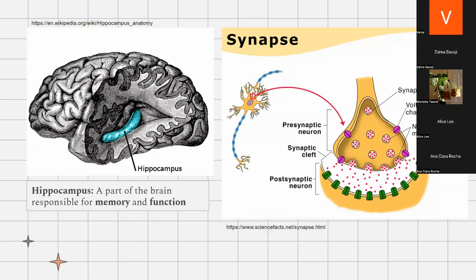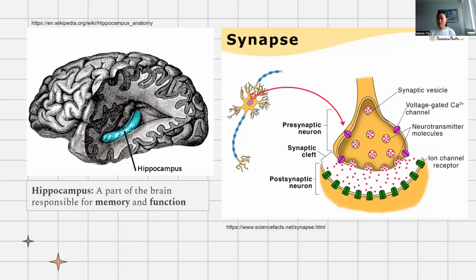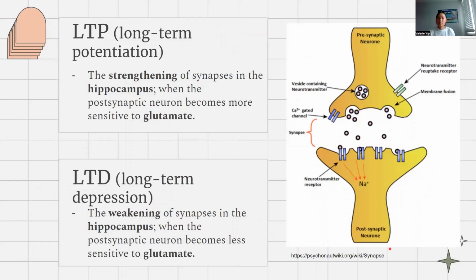First of all, the hippocampus is the part of the brain involved in memory and function. As you can see here, it's the light blue highlighted part in the brain. Second, neurons are the main cells found in the brain. Synapses are areas where the presynaptic and postsynaptic neurons send signals to each other, and this can be done either electrically or chemically. Here's a picture for reference. This is the presynaptic neuron, which is the neuron sending the signal, and the postsynaptic neuron, over here, is the neuron receiving the signal.